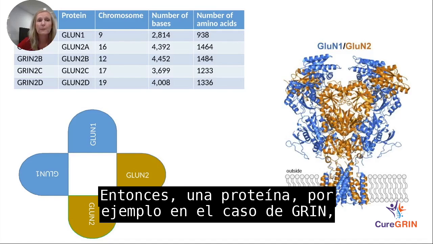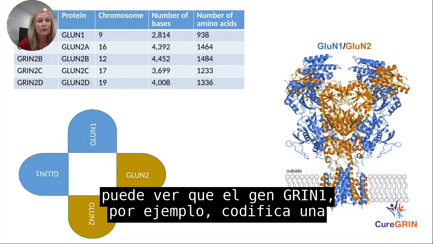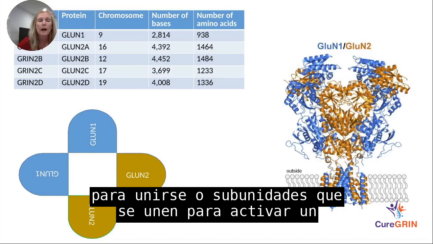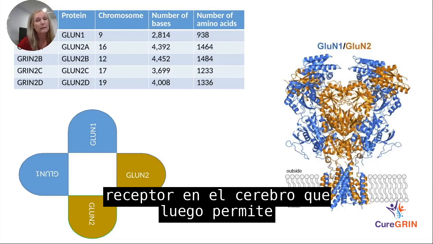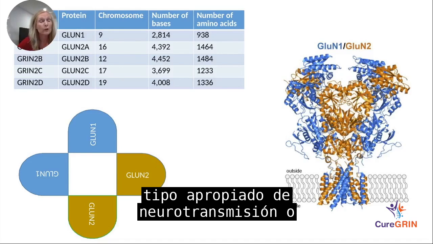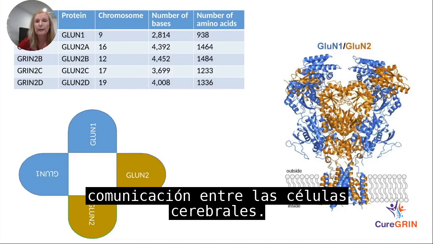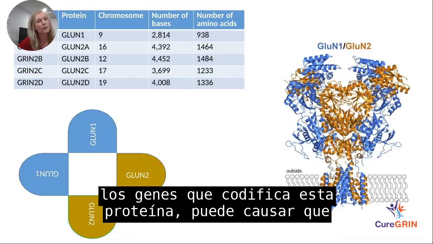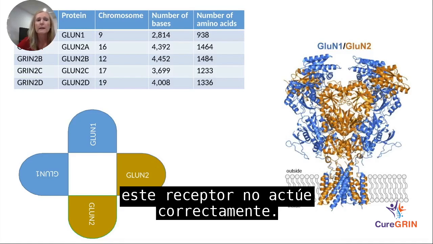In the case of GRIN, you can see that the GRIN1 gene, for example, codes for a protein called GluN1. These proteins are critical in coming together, as subunits, to activate a receptor in the brain, which then allows for appropriate neurotransmission, or communication amongst the brain cells. So anytime there's a difference or change in one of the genes that codes for this protein, it can cause this receptor to not act properly.